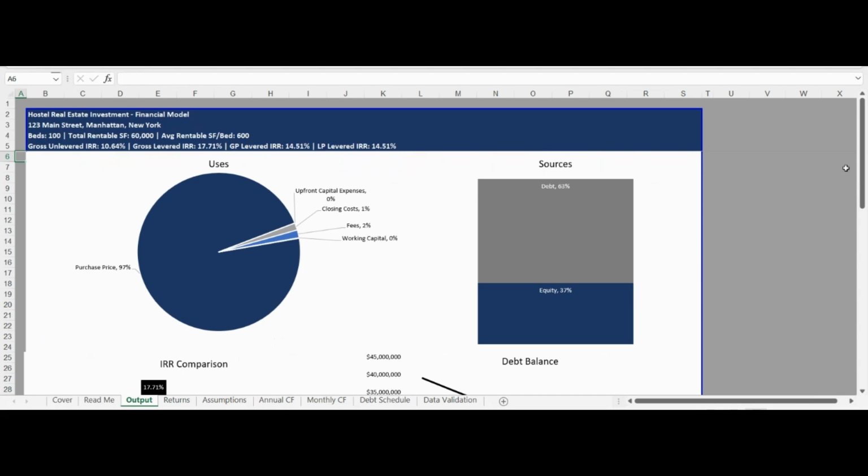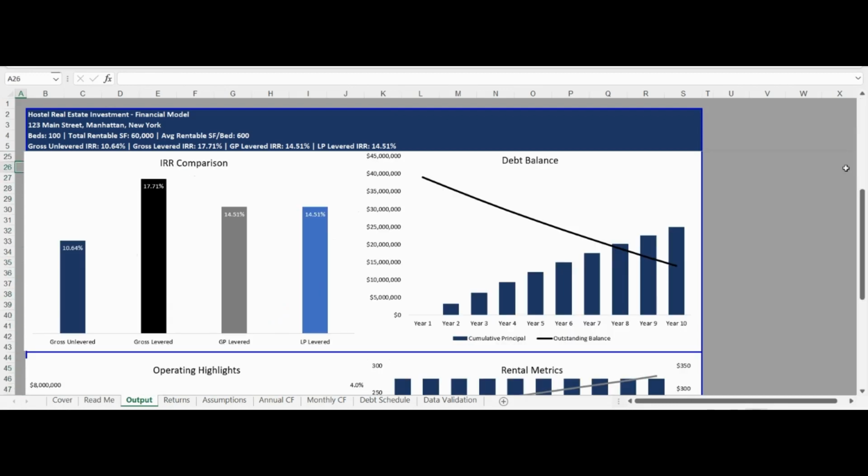The Output tab provides visualizations of your analysis to help drive investment decision-making. The first section is the sources and uses to visualize the allocation of costs on closing as well as the sources of capital. The following section visualizes the deal level gross levered and unlevered IRR as well as the general partner and limited partner IRR. A visual is also provided of the debt balance over time showing the cumulative principal paid and outstanding loan balance.